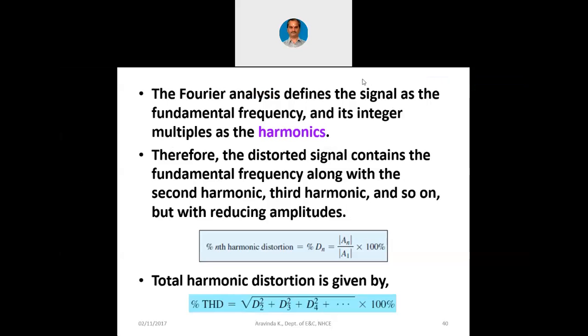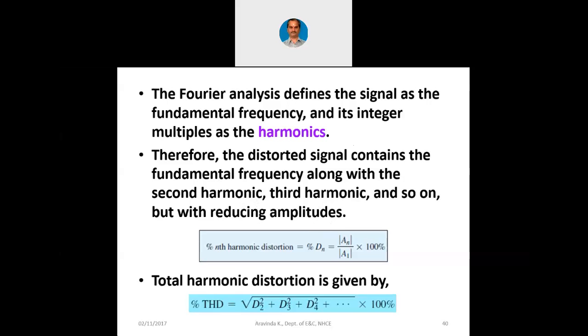Good morning, students. In the last class, I was discussing the distortion concept. Let me read out again for the sake of brief revision. The Fourier analysis defines the signal as the fundamental frequency and its integer multiples as the harmonics. Therefore, the distorted signal contains the fundamental frequency along with the second harmonic, third harmonic and so on, but with reducing amplitudes.